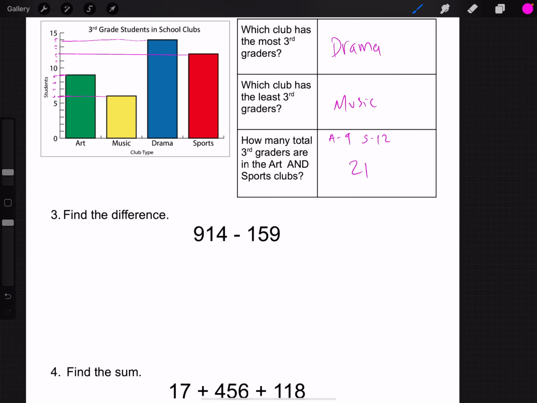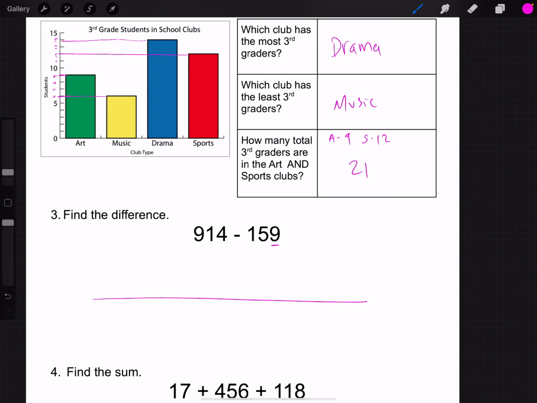I didn't ask them to make any this time, but that's something we'll get into later. Find the difference, 914 minus 159. So I have lots of different strategies that we talked about. I can tell you which one I would use. I would use the counting up strategy because I see some very easy numbers.